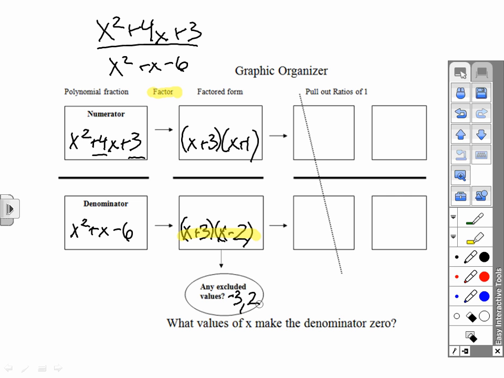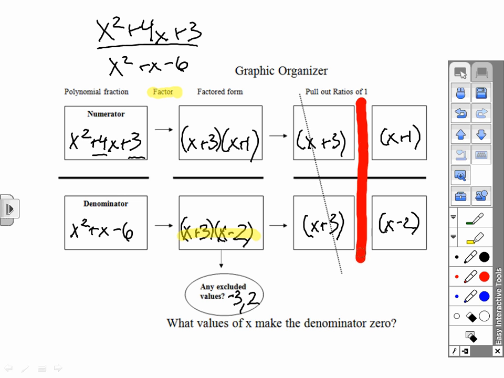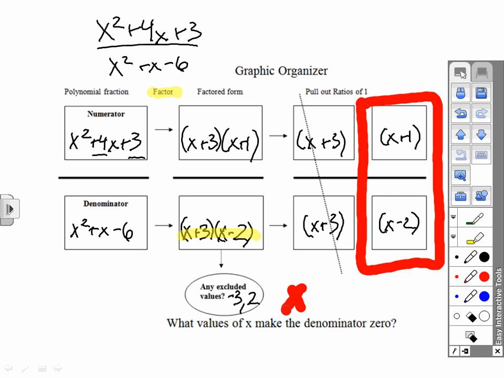So then, once I've decided if I have excluded values, I can pull out or cancel our ratios of 1. So if you notice, both of these have an x plus 3. So those are going to reduce to 1 unless I have the value of negative 3. And I'm left with x plus 1 and x minus 2 as my simplified expression. So my answer would be x plus 1 over x minus 2, except for x cannot equal negative 3 and 2. All right, let's look at the next problem, which has already been typed for me.